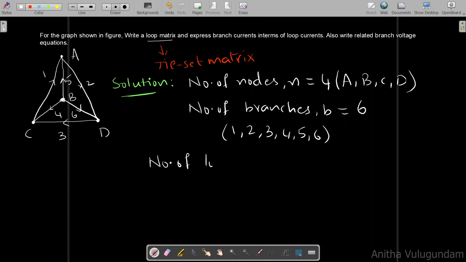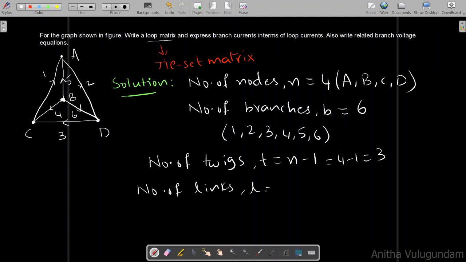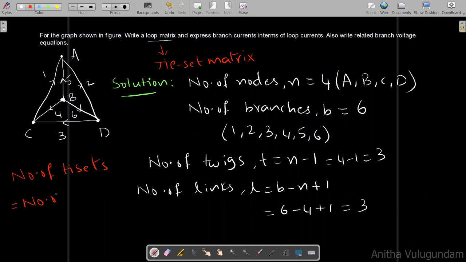Number of twigs T equal to n minus 1, that equal to 4 minus 1. Number of links L equal to B minus N plus 1, where B is 6, N is 4, which equal to 3. Next, let us write number of tie sets possible for this network graph. Number of tie sets is always equal to number of links. Number of links here we have calculated, it is 3. So number of links equal to 3.